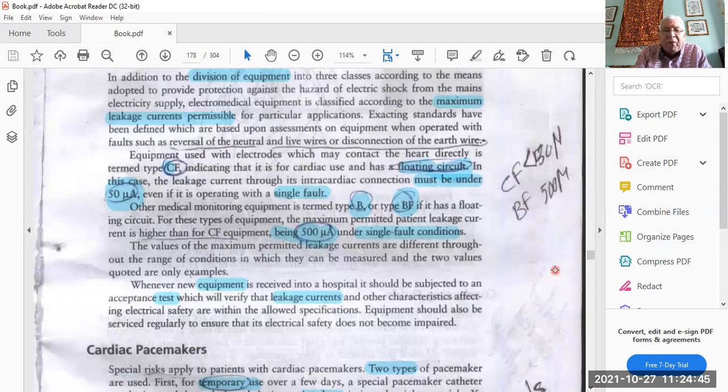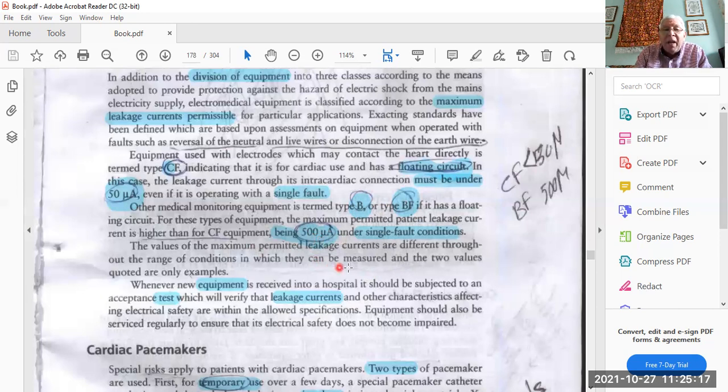We didn't say before the meaning of floating apparatus. We will mention it now. I want to tell you that the minimal amount of leakage current in such equipment must be not more than 50 microampere. On the other hand, the equipment, the monitors working in non-cardiac surgery, we have two types: B and B floating. We will tell you later what the meaning of floating is. The leakage current maximum is 500 microampere.